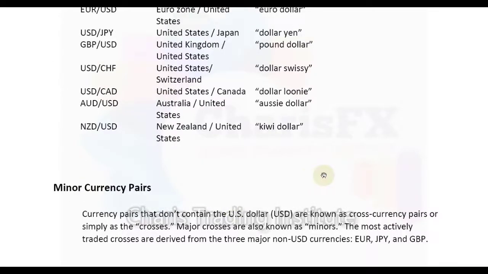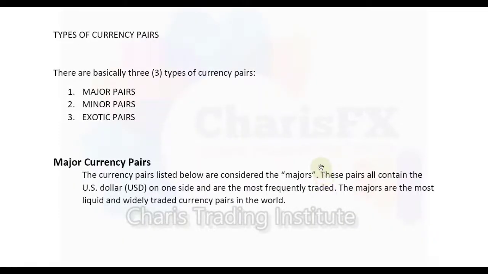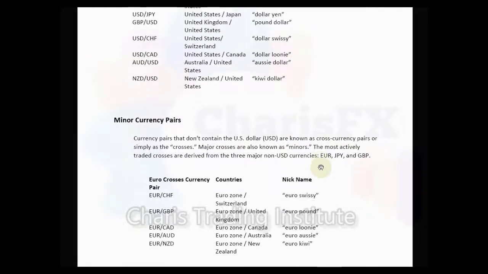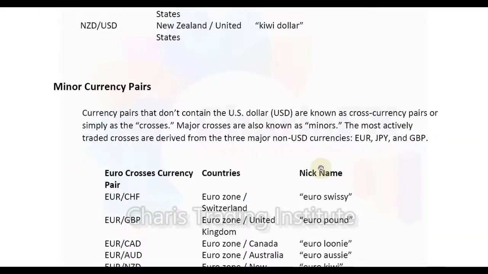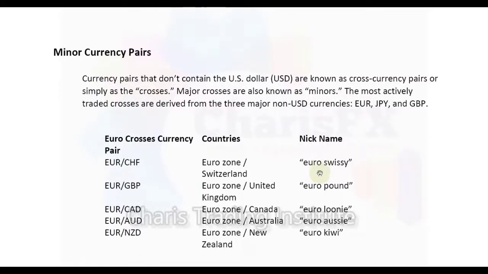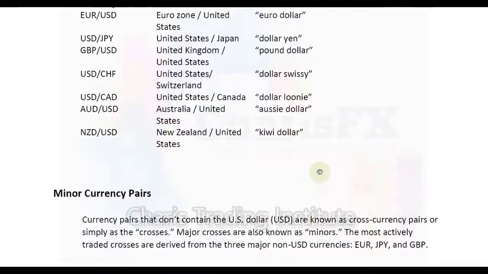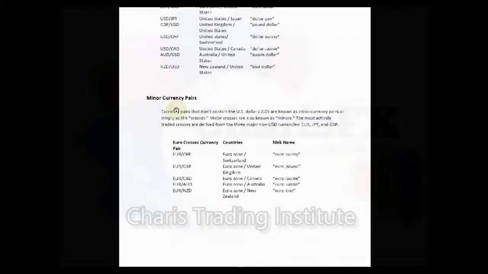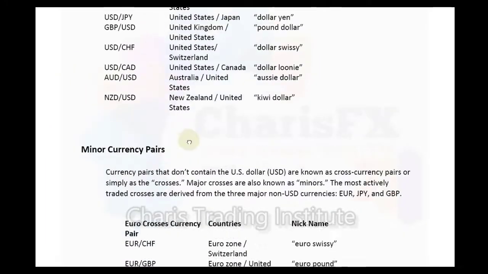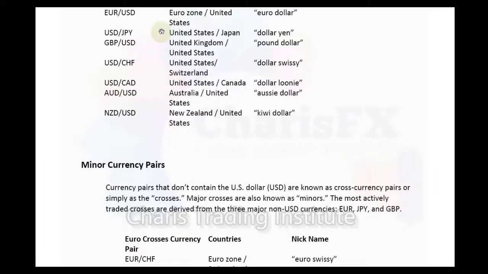So let's take a look at a list of these major currencies. We can see, starting with the EUR/USD, the USD/JPY, the GBP/USD, USD/CHF, USD/CAD, AUD/USD, and the NZD/USD.